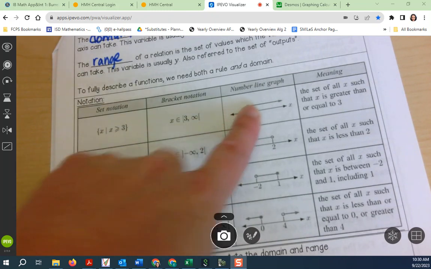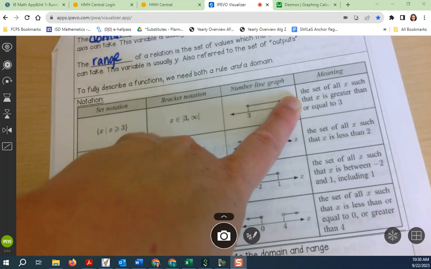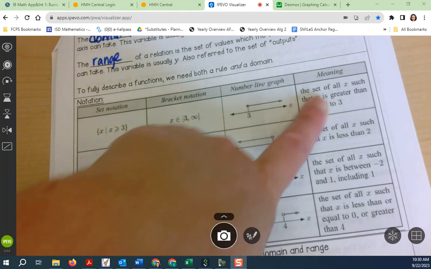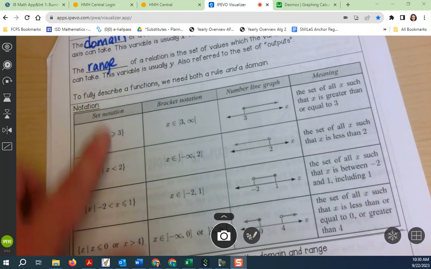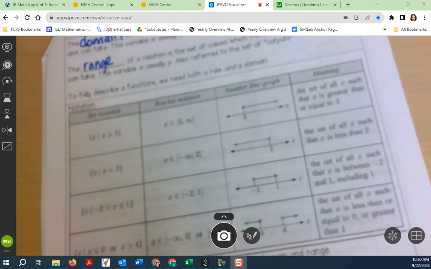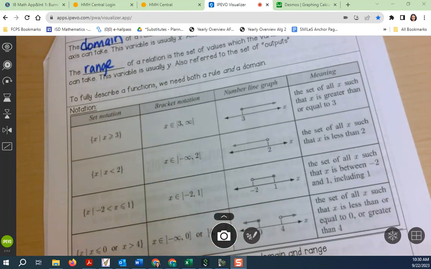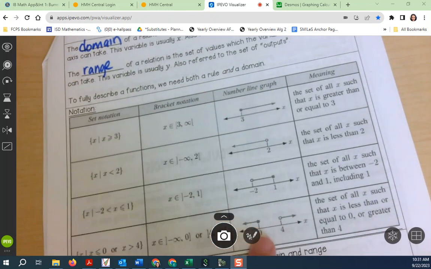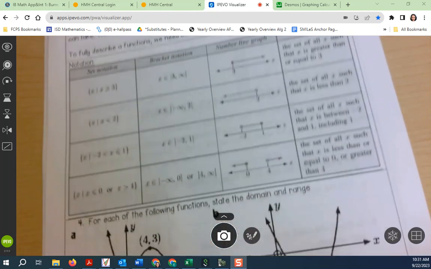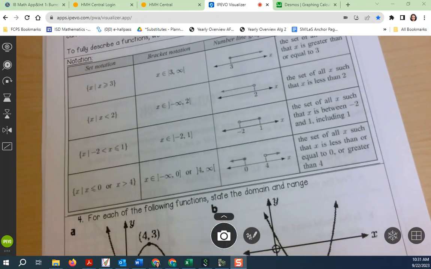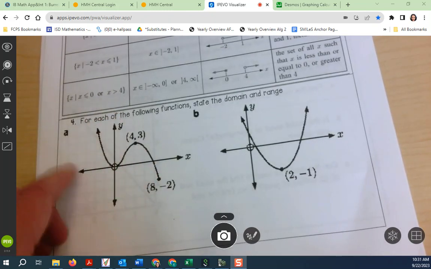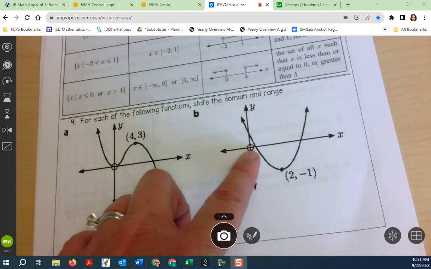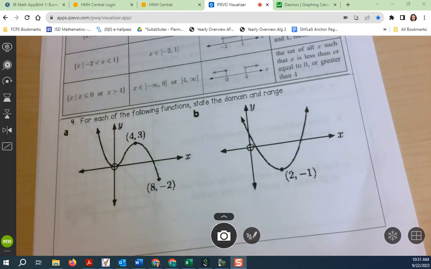Usually they won't list it as a number line graph, but sometimes they will ask you to express it as a number line graph. And then this, of course, is what it would mean. I expect that you've seen set notation before. You may not have seen bracket notation, but it looks a lot like interval notation that you have seen. Number line graph you've seen before, and then the meaning. All right, so for these graphs here, remember that this is just part of the axes. That's not a hole in the graph. You can see it more clearly here. It's not a hole in the graph. It's just part of the axes.